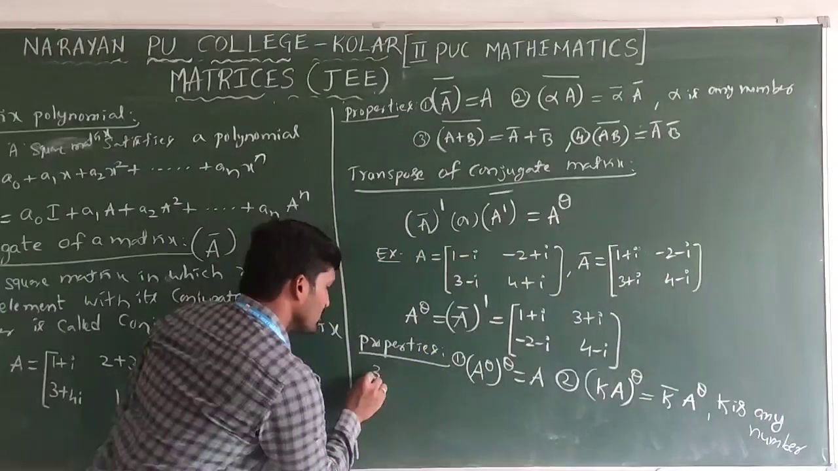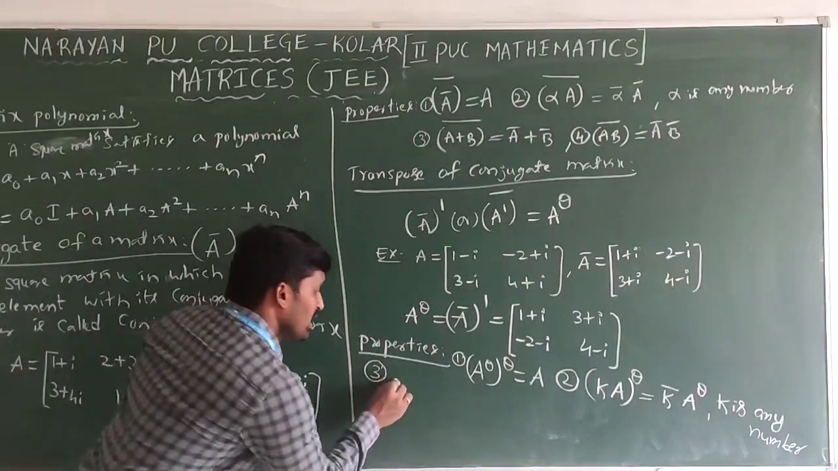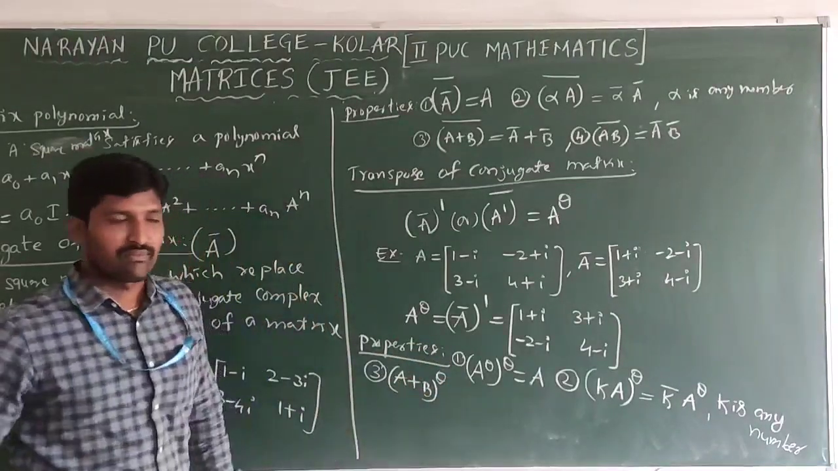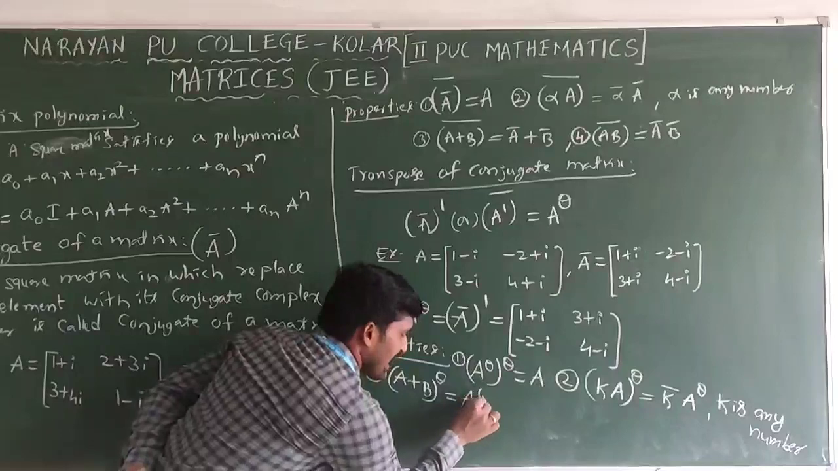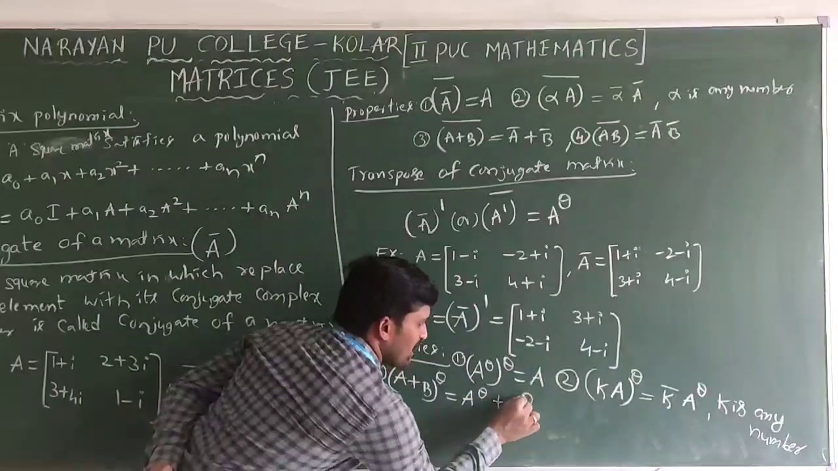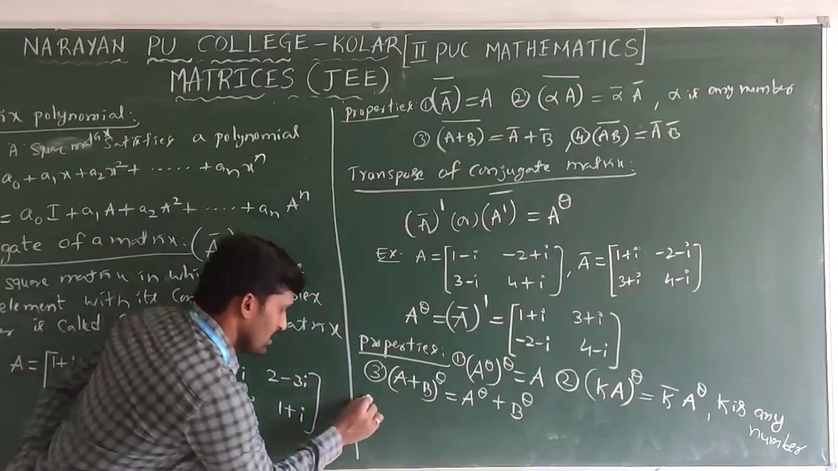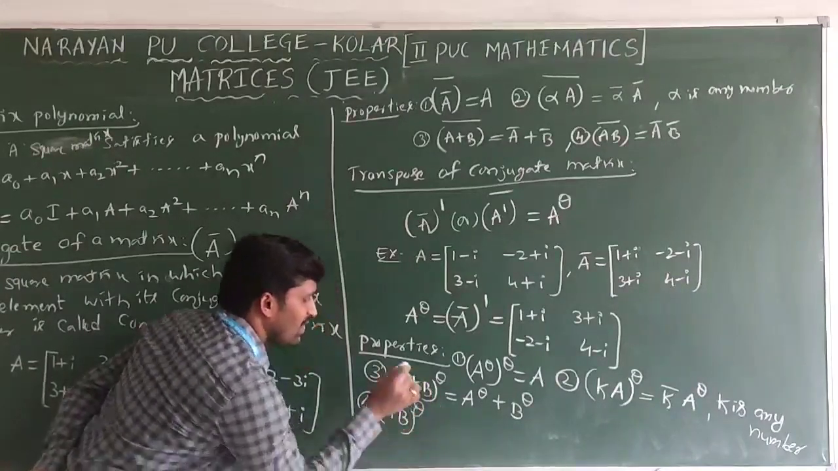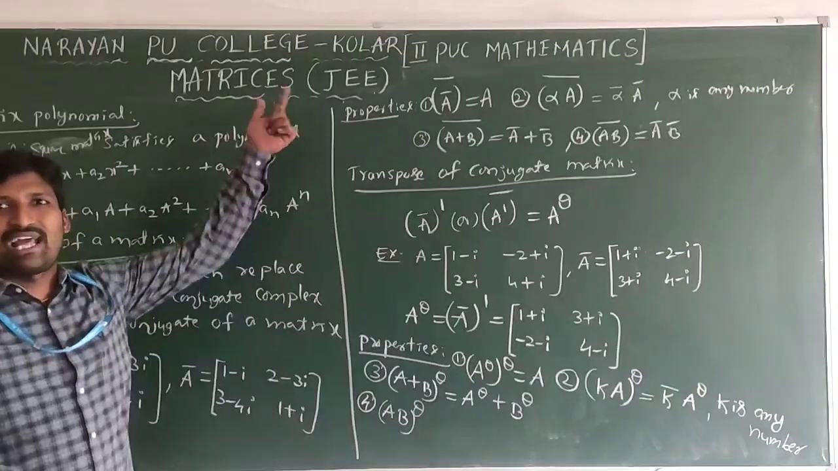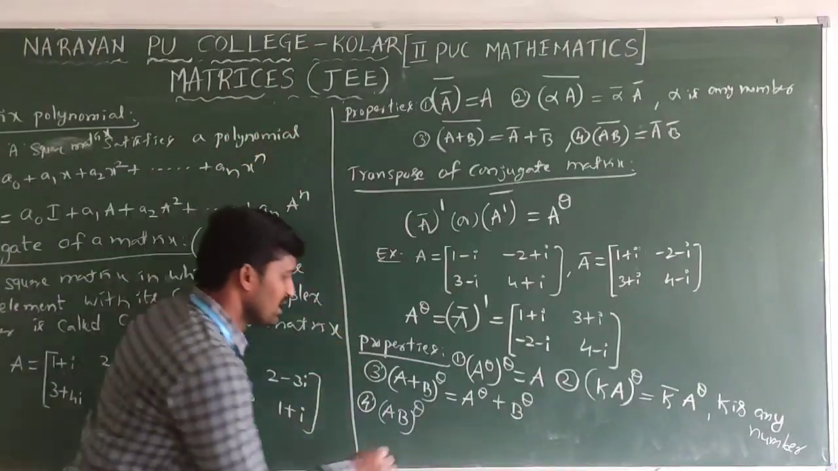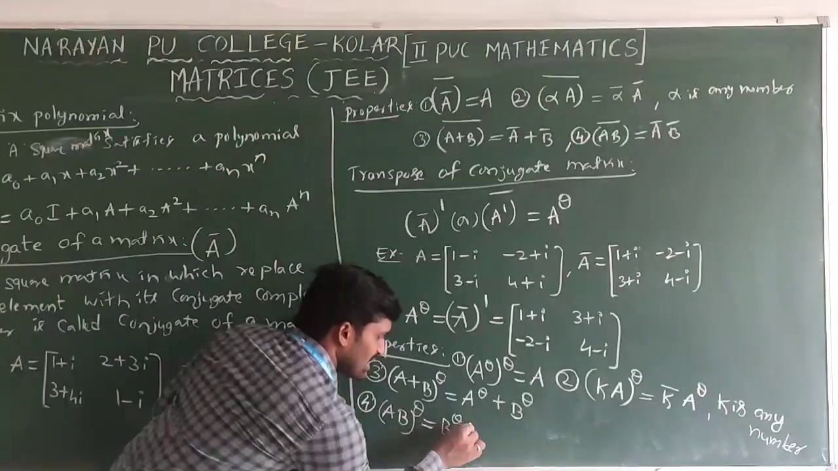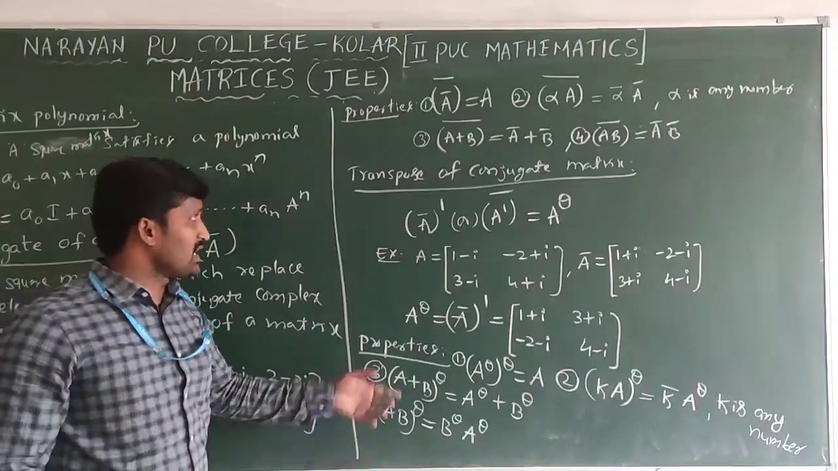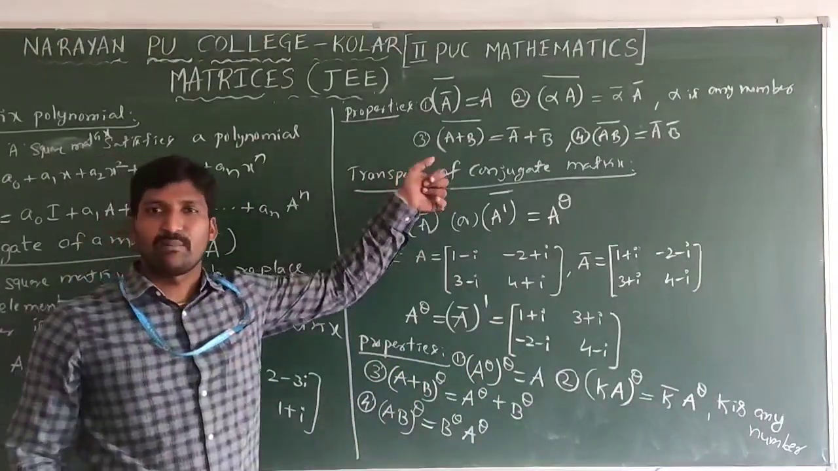Next, third one: A plus B whole power theta equals A power theta plus B power theta. Next, fourth one: AB whole power theta. As in AB whole dash equals B dash into A dash, here also it is B power theta into A power theta. These are the properties related to the transpose of a conjugate matrix.